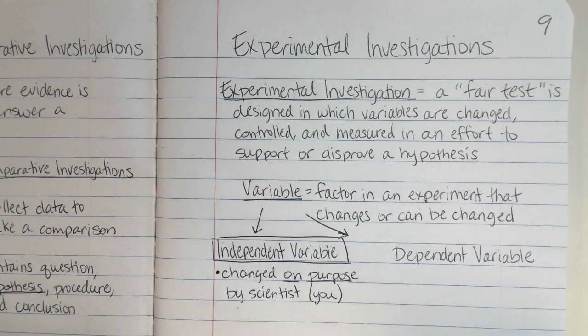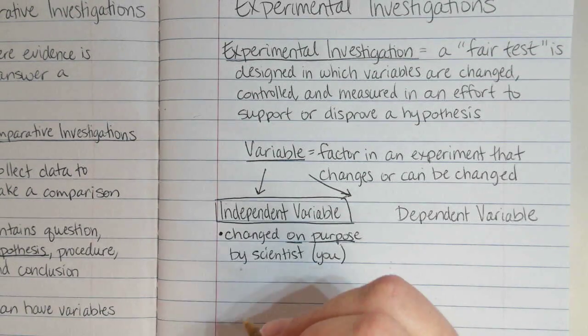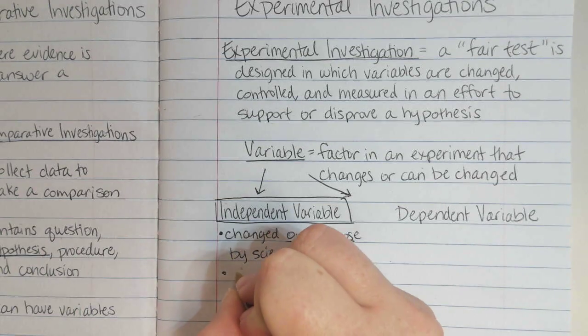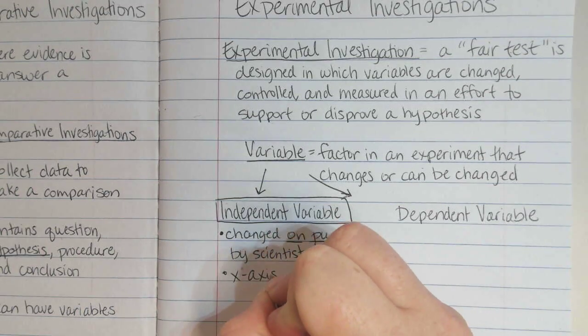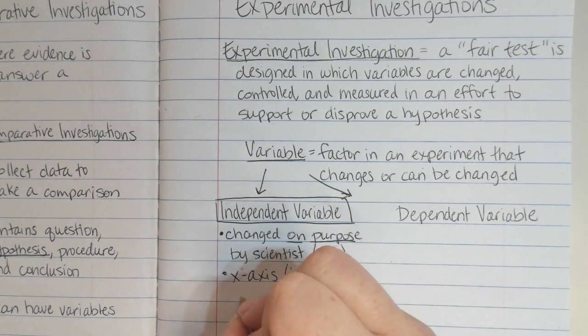The variables are very important when it comes to graphing and showing our results of our investigation. So every time we think about the different variables, it's important to think about where it goes on the graph. And when we graph the independent variable, this goes on the x-axis, or the bottom of the graph.